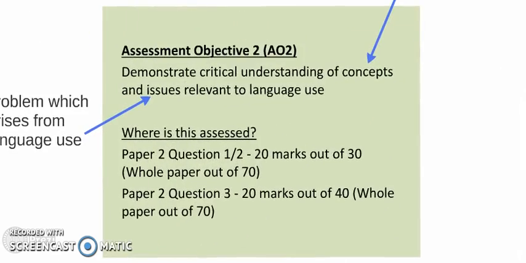Assessment objective 2. Demonstrate critical understanding of concepts and issues relevant to language use. So again, before we look at exactly what that means, where is it assessed? Paper 2, in that choice where you've got the question 1 or 2, it is the remainder of that 30 marks, so it's worth 20 marks. And then in question 3, it's worth half of your question 3, your opinion article on paper 2.